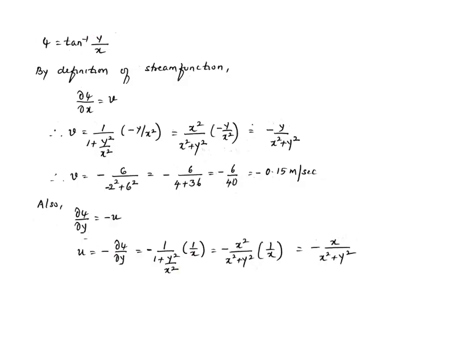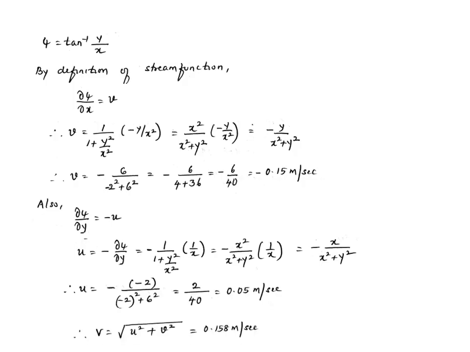Substitute the value of x as 2 and y as 6. Therefore u will be 0.05 meter per second. So the velocity magnitude is root of u square plus v square, which will give 0.158 meter per second. This is how you find the components of the velocity u and v, and also the magnitude of the resultant velocity.